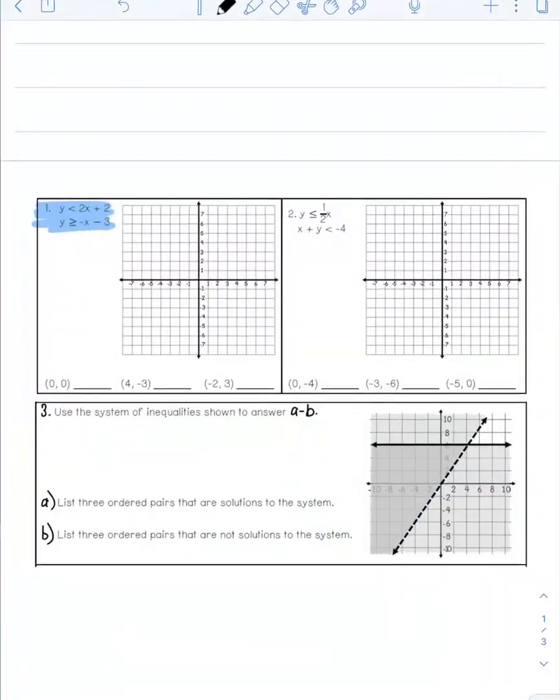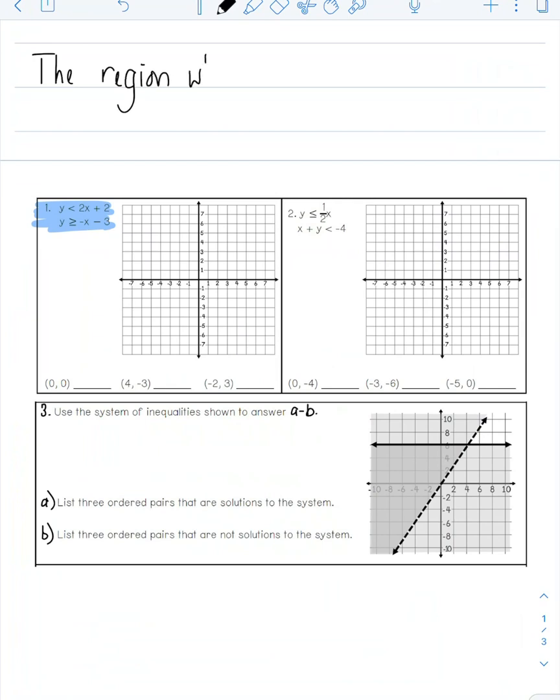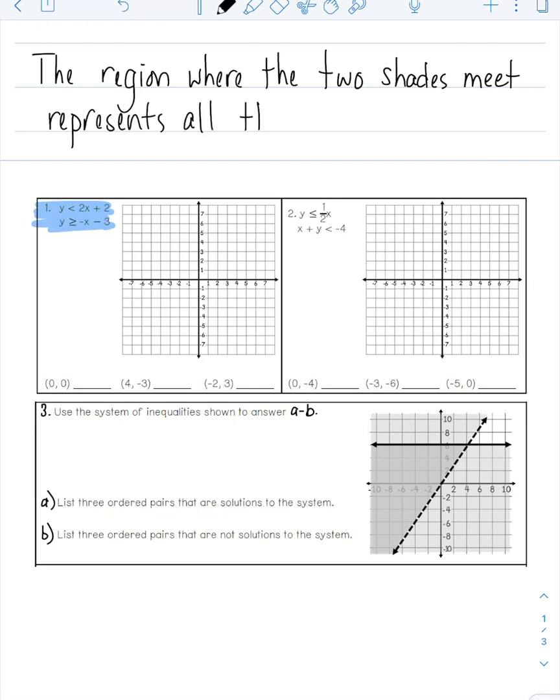So let's jot that down in our notes. The region where the two, and remember it can be more, but today we're just looking at 2, the region where the 2 shades meet represents all the solutions to the system. So the shaded part, and if you have a solid line, remember that is part of the solution as well. So again, the region where the 2 shades meet represents all the solutions to the system.